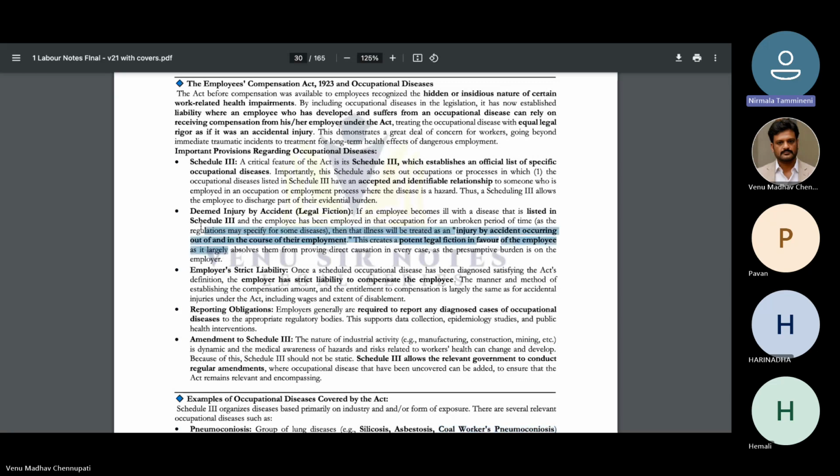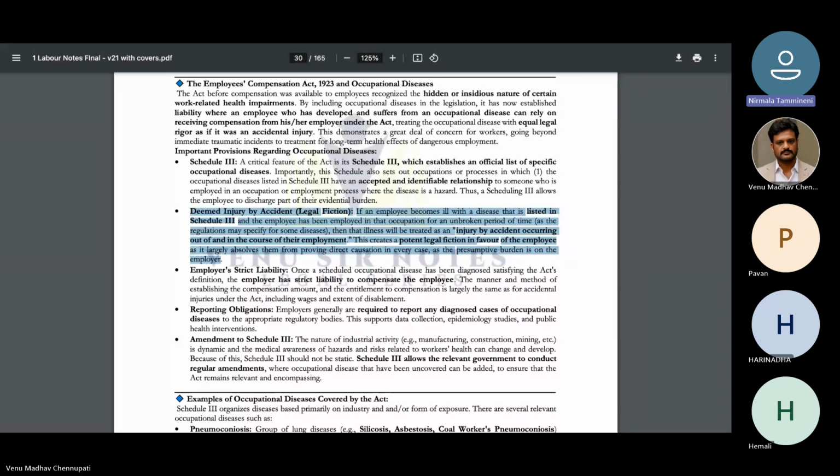Schedule 3. A critical feature of the Act is its Schedule 3, which establishes an official list of specific occupational diseases. So Schedule 3 talks about the list of occupational diseases. Importantly, this schedule also sets out occupations or processes in which the occupational diseases listed in Schedule 3 have an accepted and identifiable relationship to someone who is employed in an occupation or employment process where the disease is a hazard. So the person must be in that particular setup of employment.